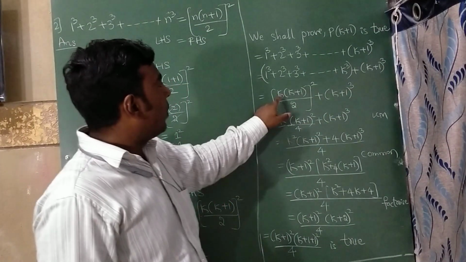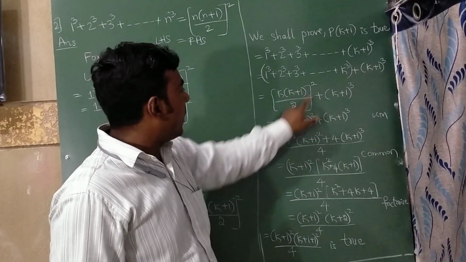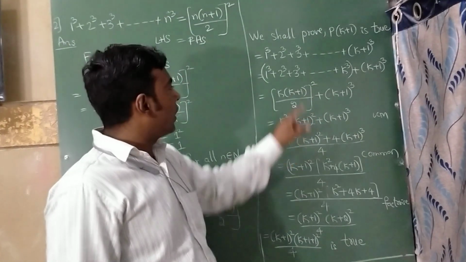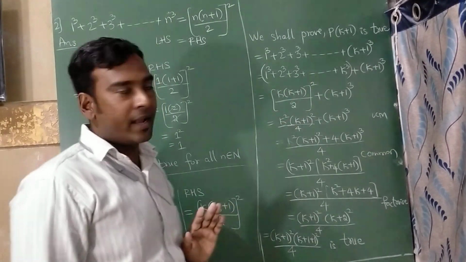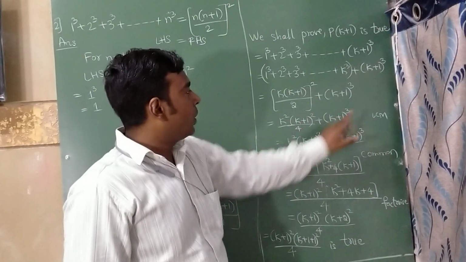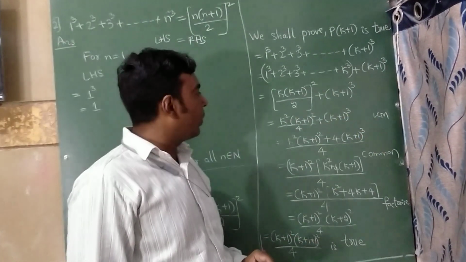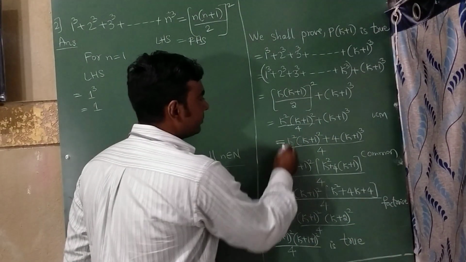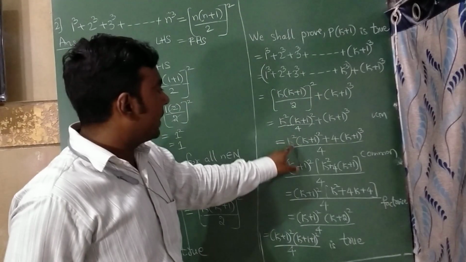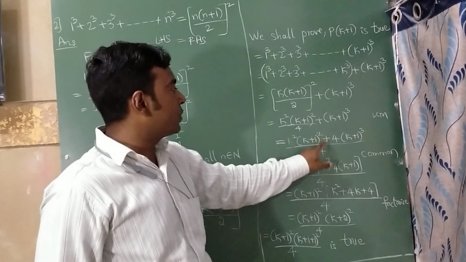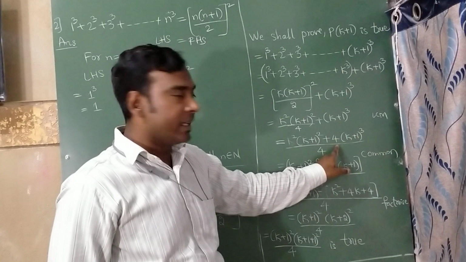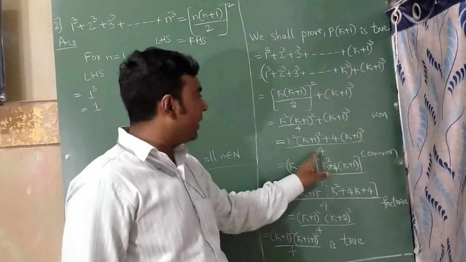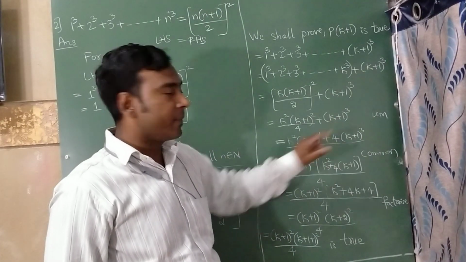Now here what I am going to do is, k square, 2 square is 4, k plus 1 square, for all the terms I have square, plus k plus 1 whole cube. Now I am going to take the LCM. So this 4 I am going to multiply crosswise. So k square, k plus 1 whole square as it is, plus this 4 I am multiplying here. You can see here, 4 into k plus 1 whole cube, whole divided by 4. Here it was not there.